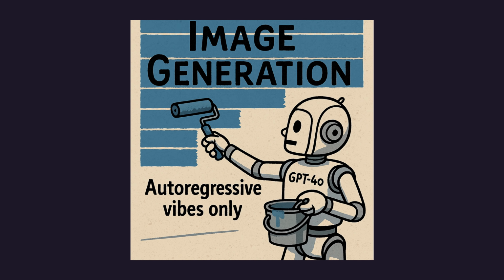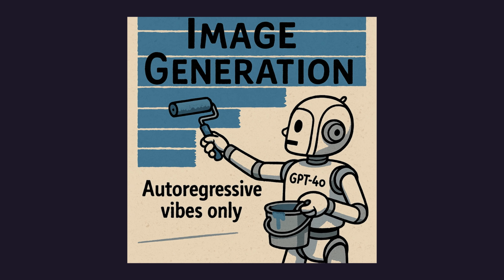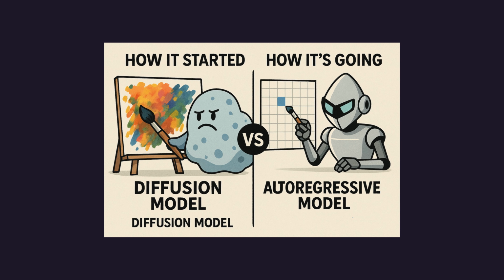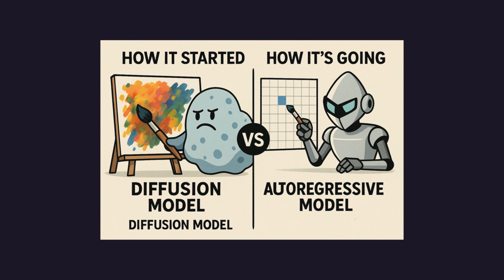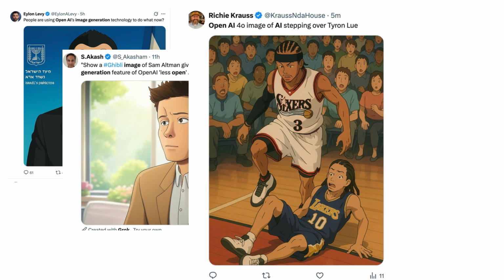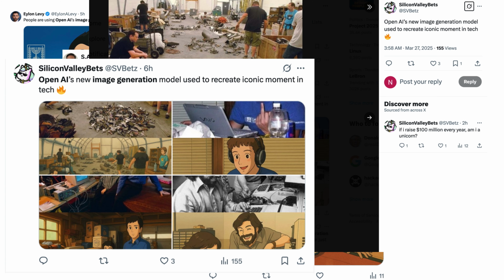GPT-4o uses an autoregressive generation method. Like writing, it builds images from left to right, top to bottom. This is why its layouts and text are so much more reliable than diffusion-based models like DALL-E. It also supports multi-turn image refinement. You can say things like, make it anime, or turn this into a meme, and it remembers previous context.